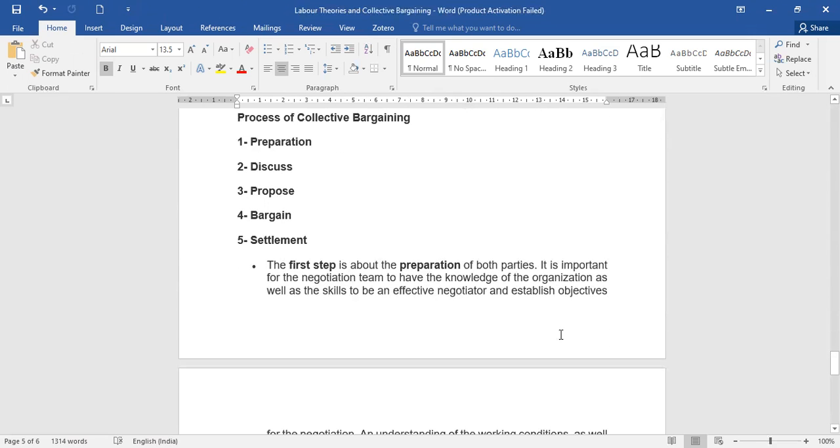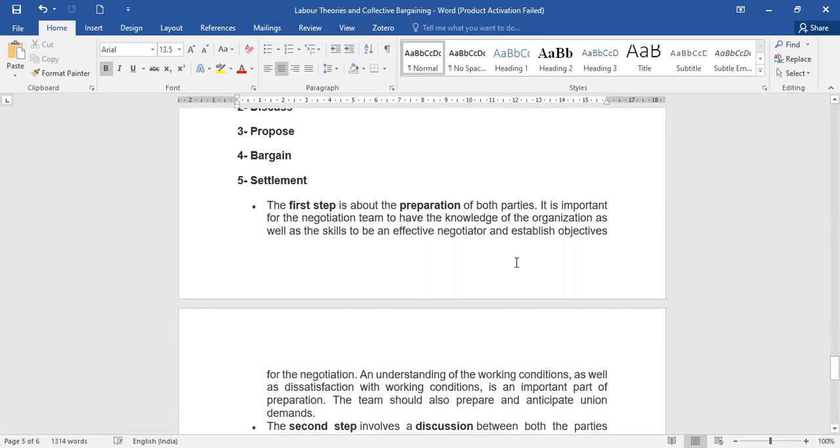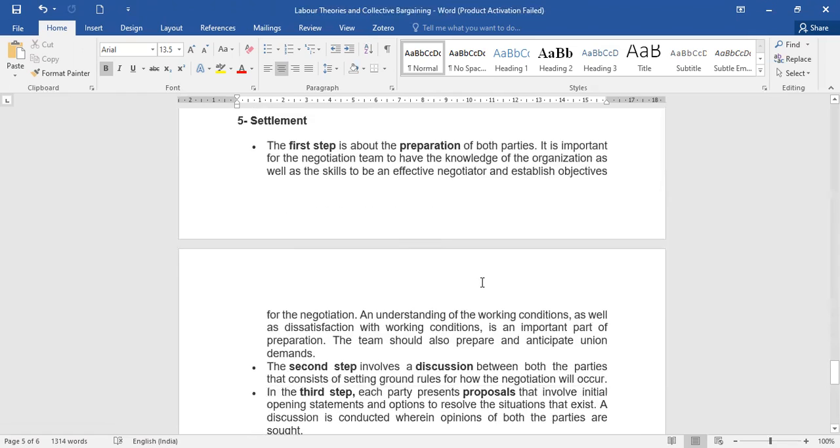It starts with preparation, wherein both the parties should understand what the issue is, what the satisfaction factors are, what concern leads to unhappiness, and what the reason for the conflict is. So preparation starts with understanding the root cause.